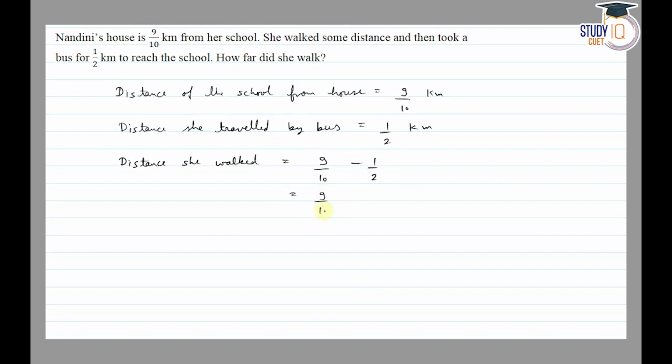Firstly, the denominators are different, so we will convert this into like fractions, 1 by 2 into 5 by 5. So it will be 9 by 10 minus 5 by 10. Now the denominators are the same, so the numerators will directly subtract. So it will be 4 by 10. Then we will simplify it by 2: 4 is 2 times and 10 is 5 times. So it will be 2 by 5 kilometer.